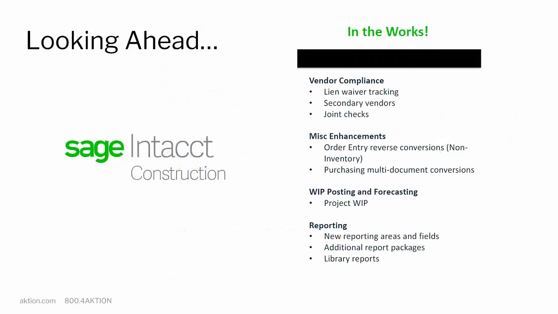Looking ahead even further in the future, more vendor compliance is in the works for lien waivers, secondary vendors, joint checks, all very exciting new enhancements. And similarly to what they released for purchasing, this release covers reverse conversions, again, still only for non-inventory items. They are looking to enhance order entry as well. New progress will be made on WIP reporting and also various other new reporting areas and report packages. So be on the lookout for these new release dates.